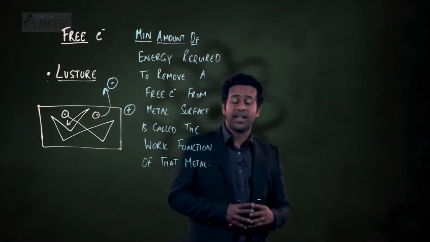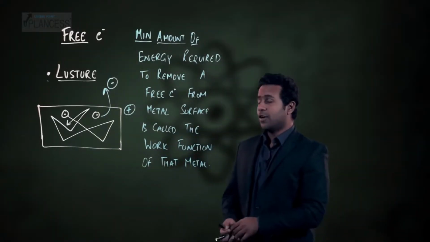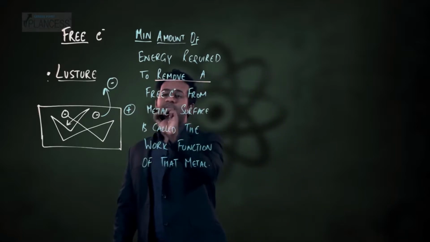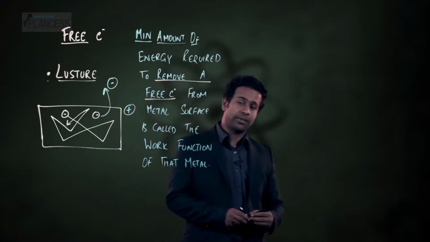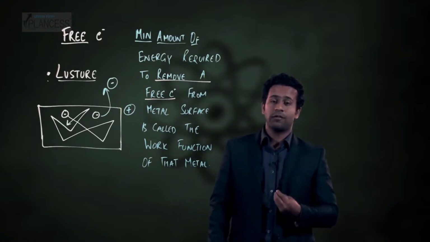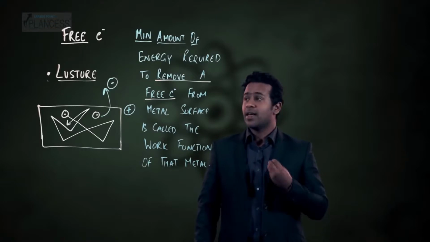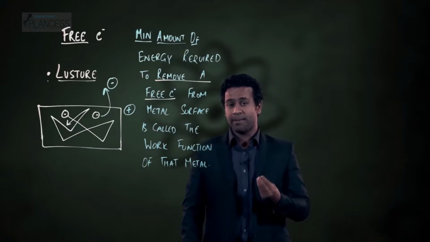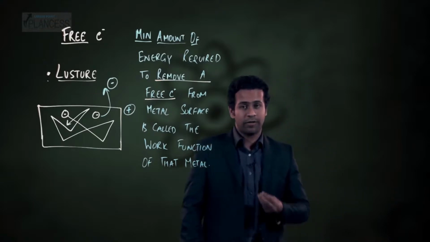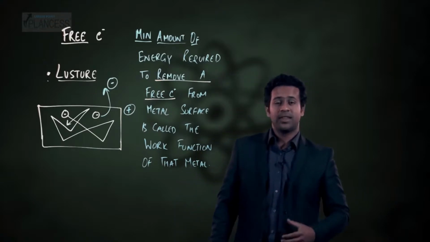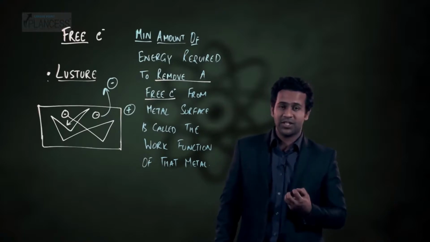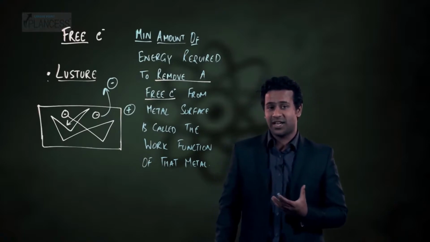Now pay close attention to this definition. First of all, pay attention to the statement removing a free electron. Please do not confuse this with removing an electron from its valence shell. That energy, if you remember, is called the ionization energy. I'm sure you've read about this in chemistry. The amount of energy that you need to remove an electron from its valence shell is called ionization energy.